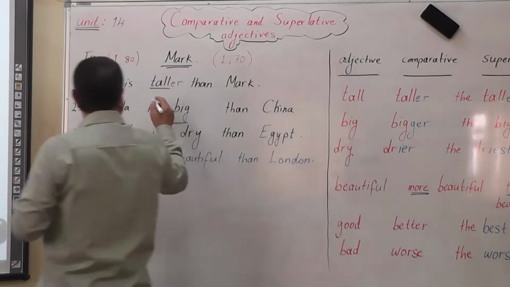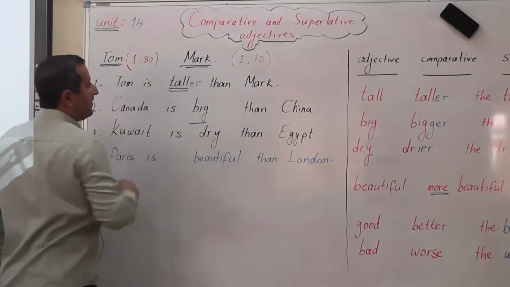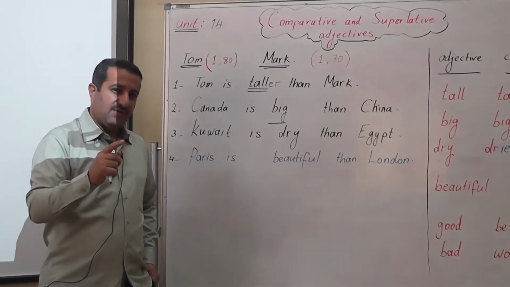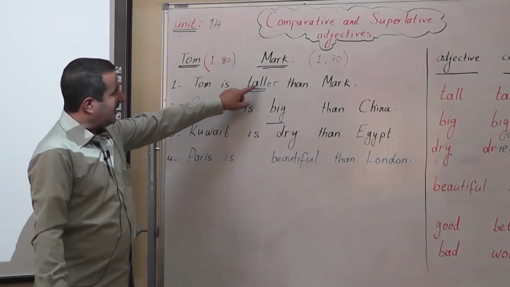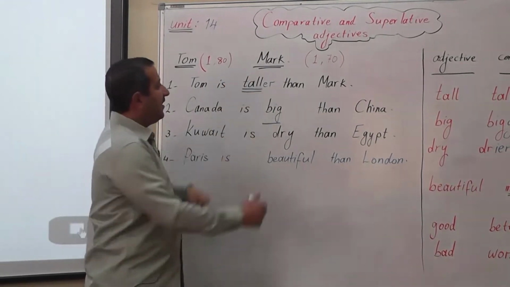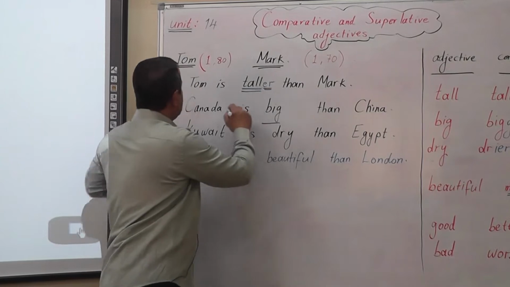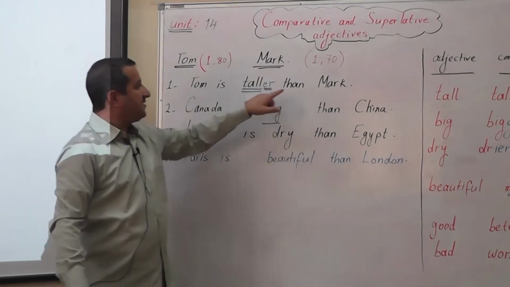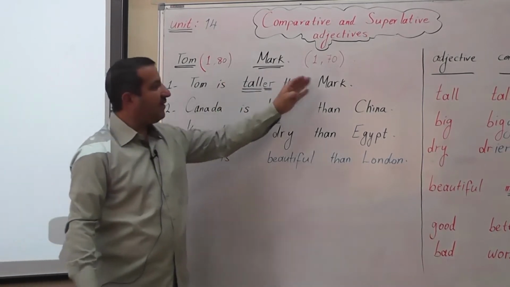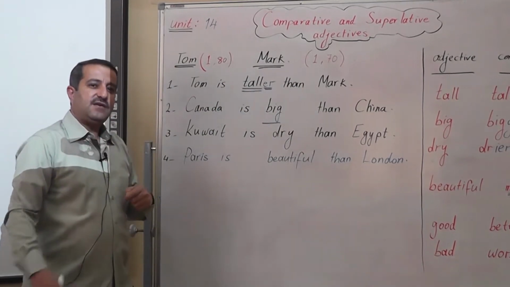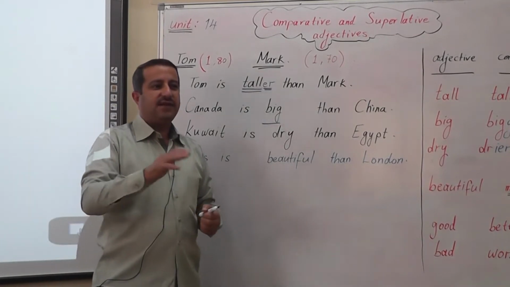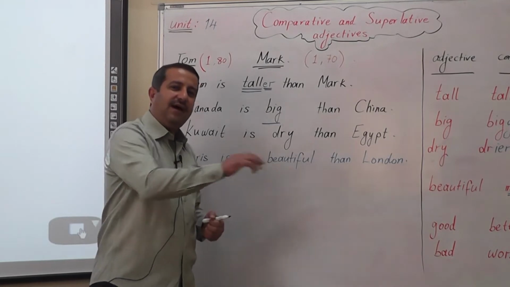If we look at the adjective tall, actually it is a short adjective. It has one syllable only. Tall. It has only one vowel sound. Tall. Okay. So we add ER when we compare two people together or two things. Okay, we add ER to the adjective. We say Tom is taller than Mark. Same example as when we say short. We say Khalid is shorter than Adil.